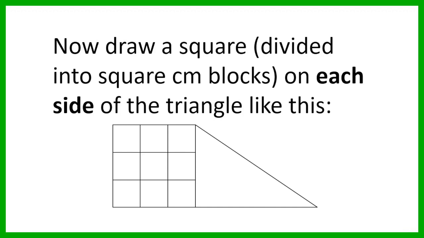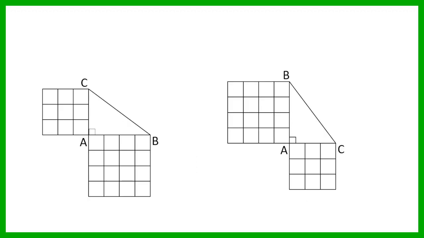Okay, so let's take a look at what you should have. First of all, depending on where or how you drew your triangle, if you had the 4 centimeter side at the bottom and the 3 centimeter side on the side, then you should have two squares looking like this on your AC and AB sides. Or if your 4 centimeter side was on the side over here and your 3 centimeter side was on the bottom, then it should have looked something like this. So that's what you should have had for your horizontal and vertical sides.